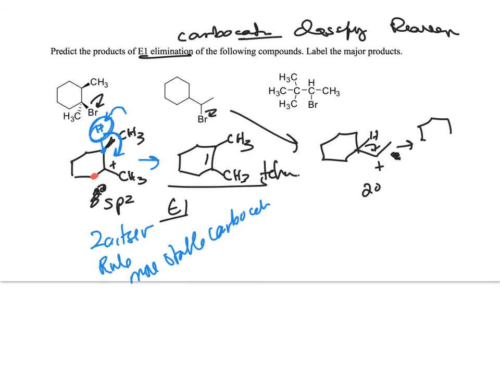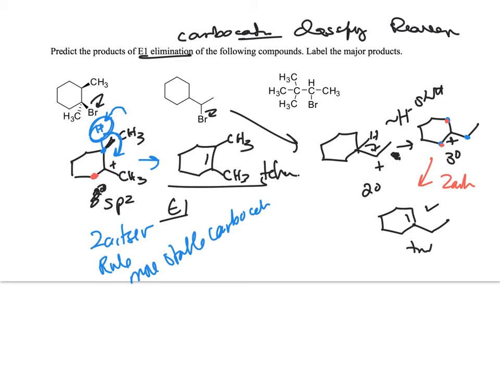So if we do a hydride shift, so we switch places, and now we have a tertiary. And then you look at, are you going to take the hydrogen from this carbon, this carbon, or this carbon? You can take from either one of these, and you're going to follow Zaitsev's rule. So that would be your product, and that would be a tri-substituted alkene.